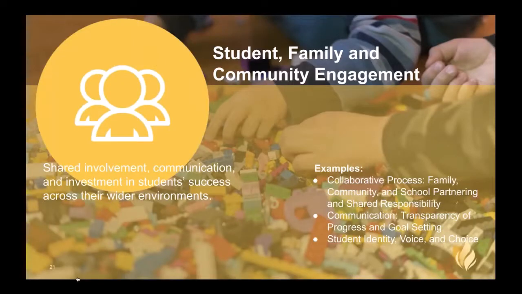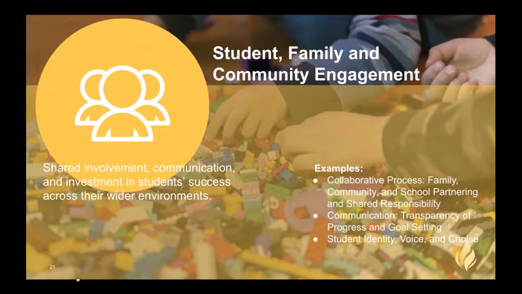So our student, family, and community engagement piece is definitely an important one, and something that we really want to make sure that we're sharing our efforts with the number of key stakeholders with our students. So this typically includes having a shared involvement, communication, and investment in student success across the wider environment. So this is kind of tapping into that whole child view. And if we have some work that we have to do to help parents in their school or in their homes to be able to better support their child at home, we can work directly with the parents in our schools to be able to provide maybe some training for those families.